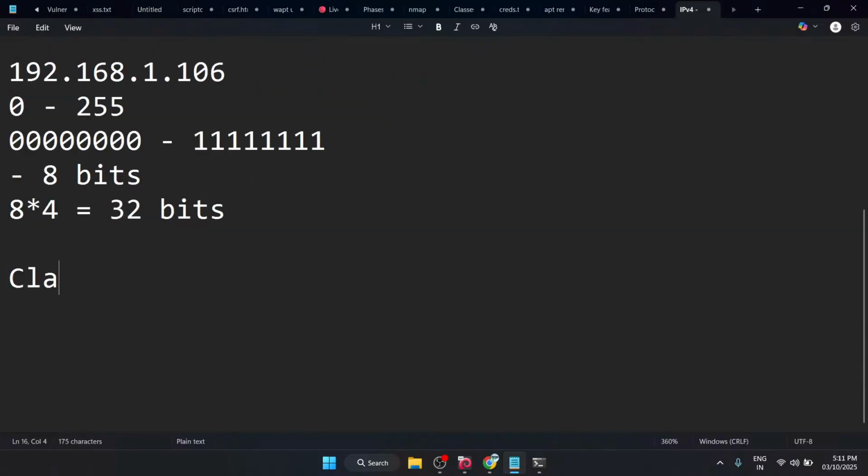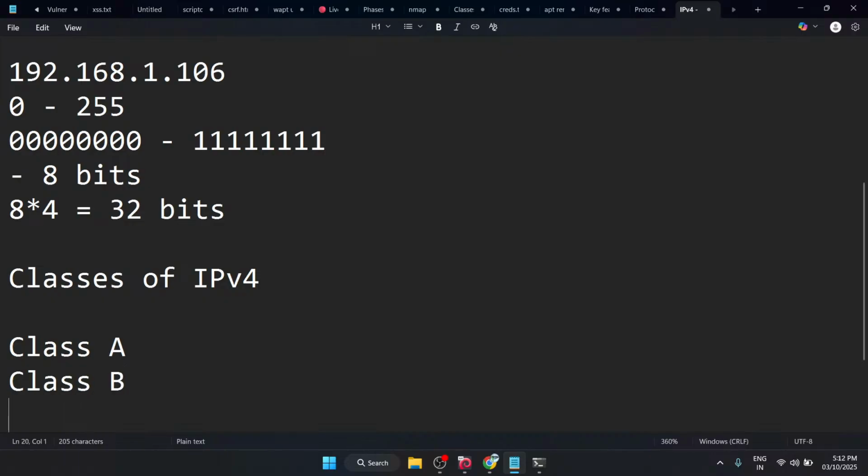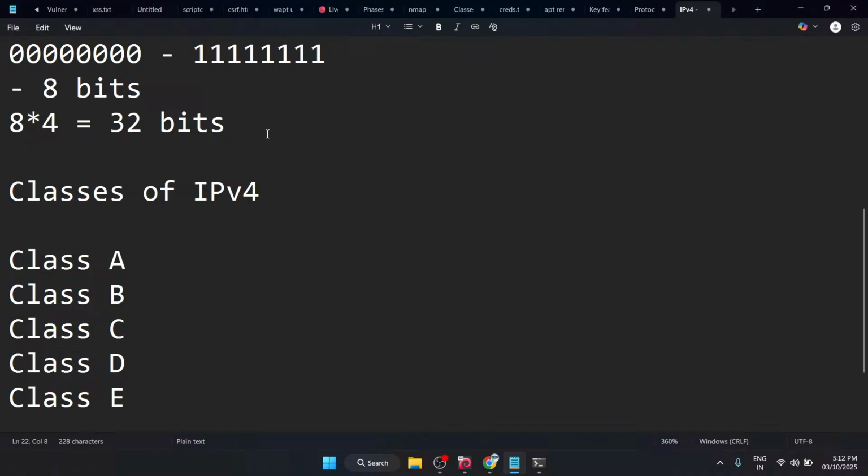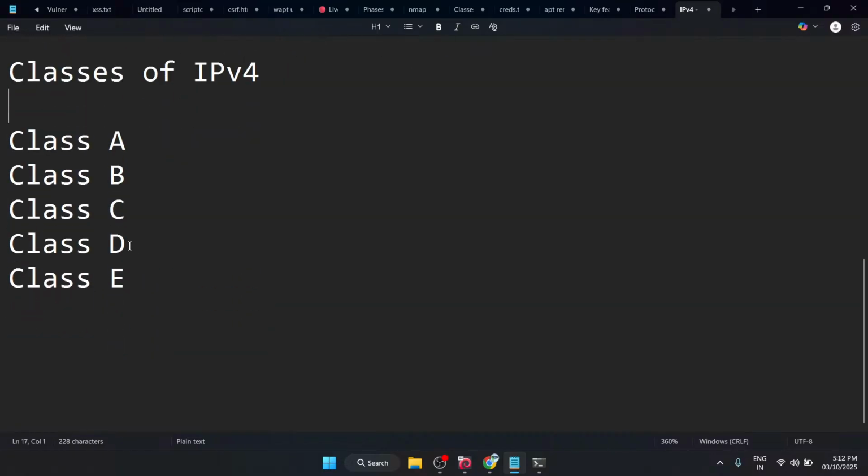And now we are going to talk about the classes of IPv4. In IPv4, we have class A, class B, class C, class D, class E. 5 classes are there. Why they are divided into these several classes, that reason will come in a later lecture. Here it is divided into 5 parts for better utility. So these are your classes.